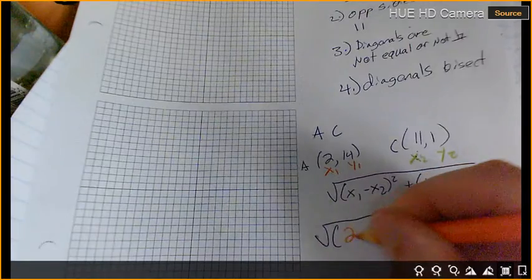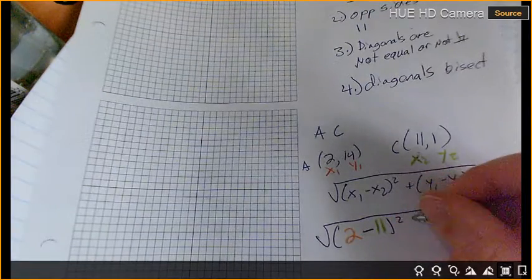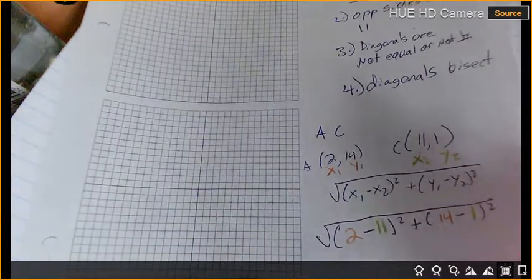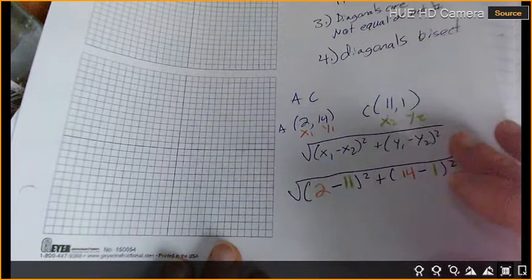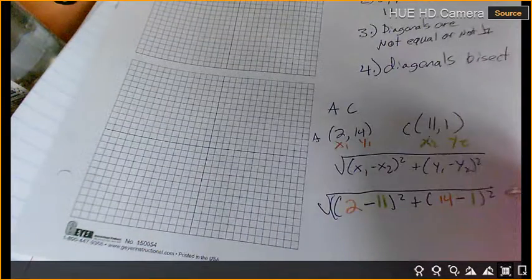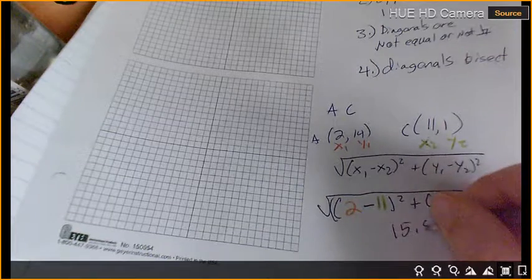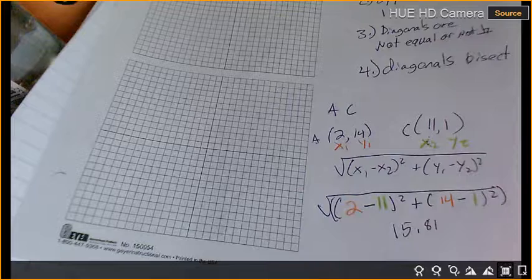I put 2 minus 11 squared plus 14 minus 1 squared. I just wanted you guys to see where it came from. Okay? And so I put that in my calculator just like that. Sometimes I put in extra parentheses because we have to make sure it's all under the square root sign. So I put square root, extra parentheses, (2 minus 11) squared, plus (14 minus 1) squared, end parentheses, and I get 15.8, or 15.81. Yeah?